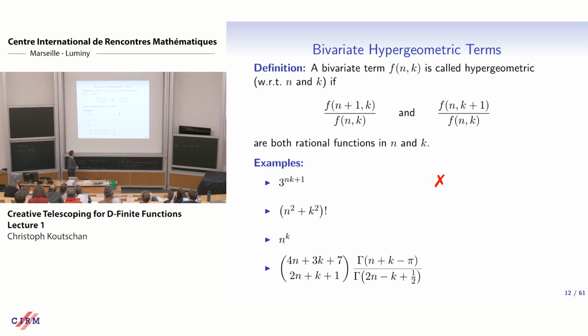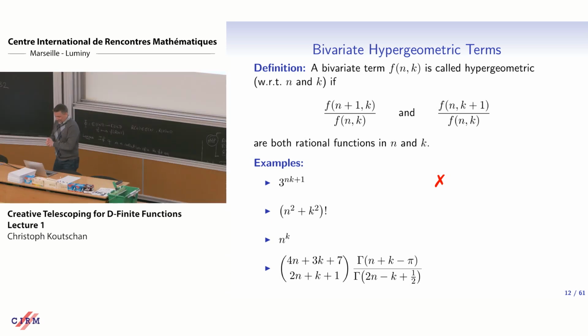Now n squared plus k squared factorial. Any idea? I mean, I see the experts already. Again, no, unfortunately, it is not hypergeometric. If you shift, then you get n squared plus 2n plus 1 inside the factorial, and yeah, no, it doesn't work.